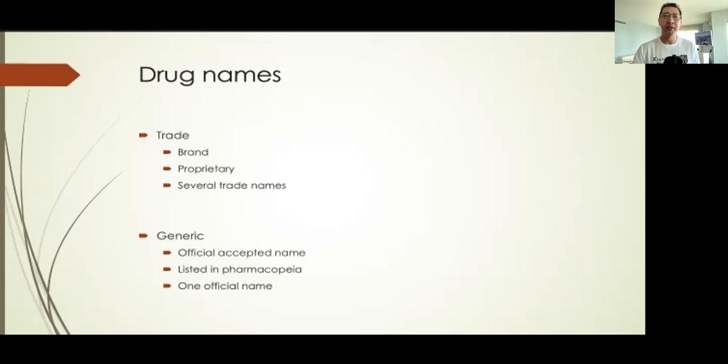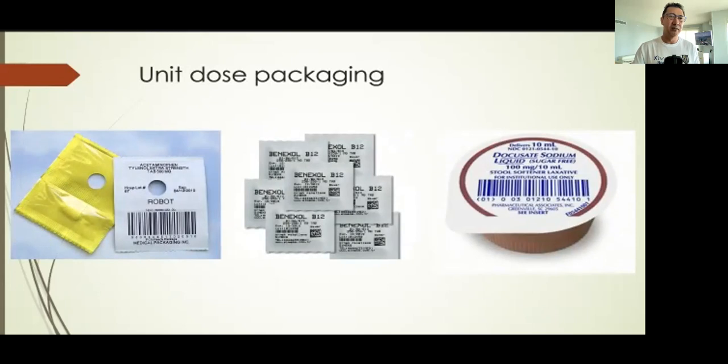Another medication type is unit dose packaging. This is what you will see in the hospital. Typically, when you go to CVS, Walmart, or whatever pharmacy, you get a bottle of aspirin, of Tylenol, or of something. It gives you a bottle of 100 or 50. But in the hospital, we have unit dose packaging, one pill at a time.